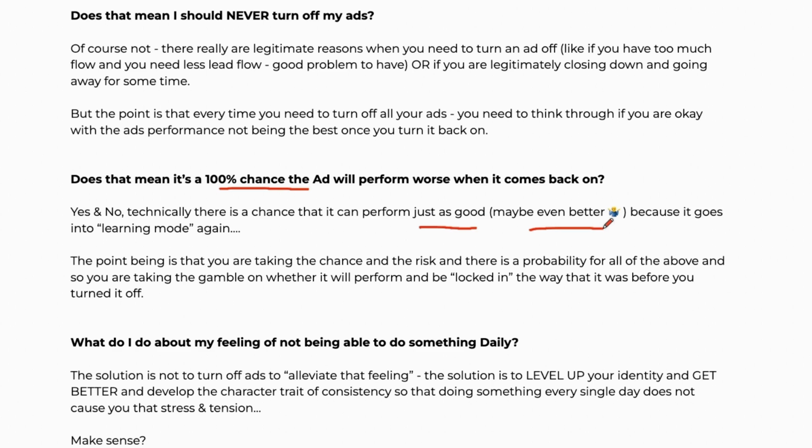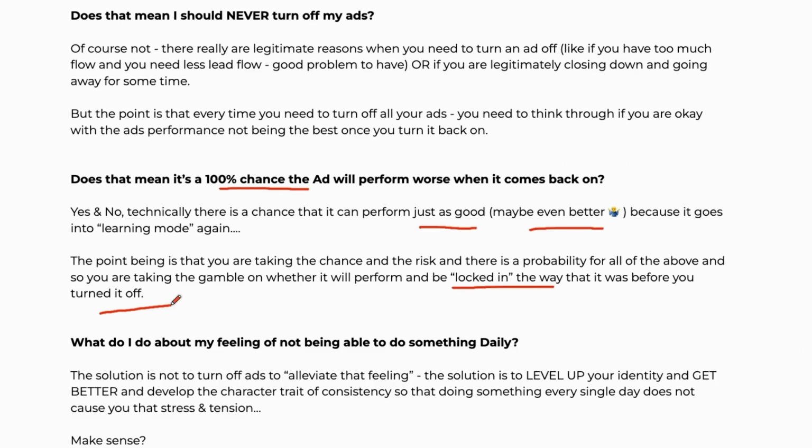But the point being here is that you do not want to take the chance or the risk that there is that probability that, hey, the ad isn't going to perform because it isn't locked in to the audience the way that it used to be. And so you just want to recognize and understand that possibility and that risk.